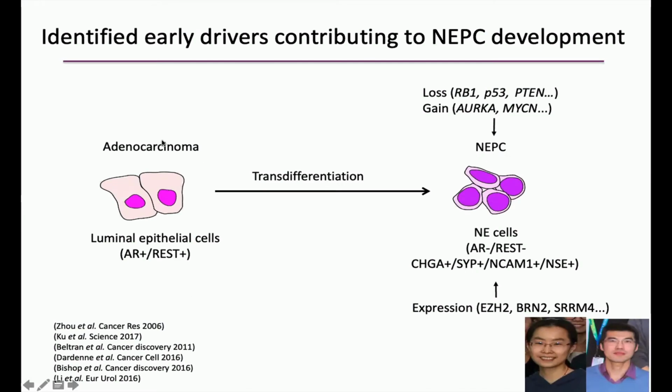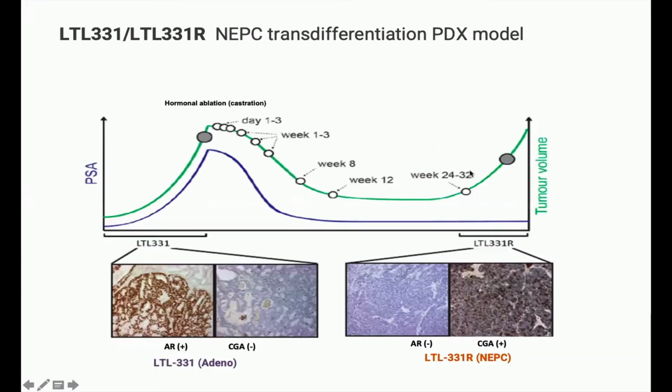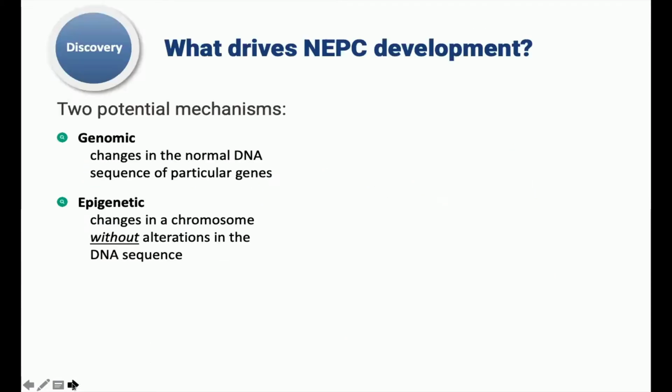So if you don't have this model, it's hard for you to study anything in between. You can compare NEPC with adenocarcinoma and find some specific transcription factors and so on and so forth. But you don't have a chance to study early contributors during this process. So again, this model gave you a time series, and then you can follow this time course to ask a good question: what are the factors that drive the NEPC development?